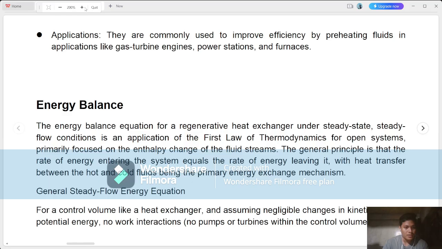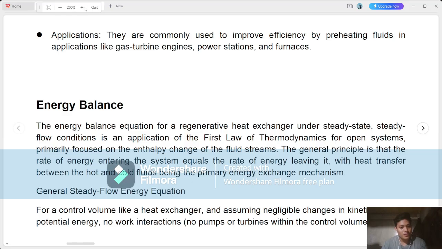The energy balance equation for the regenerative heat exchanger under steady-state, steady flow conditions is an application of the first law of thermodynamics for open systems, primarily focused on the net exchange in the fluid streams. The general principle is that the rate of energy entering the system equals the rate of energy leaving it, with the heat transfer between the hot and cold fluid being the primary energy exchange mechanism.